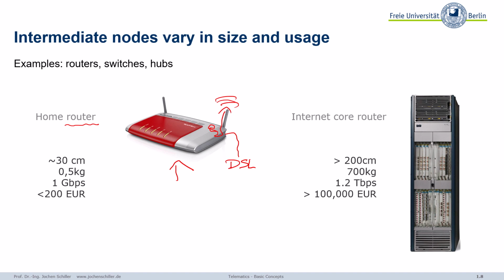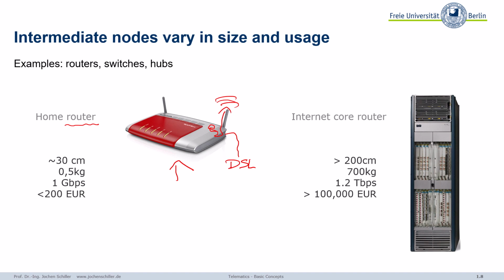So quite cheap, 100 euros, whatever, lightweight, small system, and the data rate roughly gigabit per second, something like this. On the right hand side, you see an example for an internet core router. Well, it's one of these huge frames with computers in there, and yeah, a bit more expensive, and the data rates are also quite high. So this is rather in the range of terabits per second.